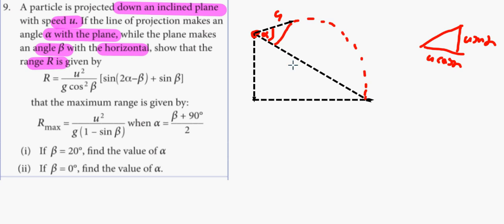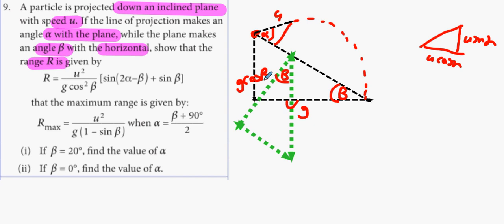I'll do it in green. Now, draw it down until it's level. And the angle here is always the same as the plane. So that's beta, which makes that beta, makes that g, makes that g cos beta, and makes this one g sine beta. So far? Alrighty. Next thing we're going to do is our four equations.